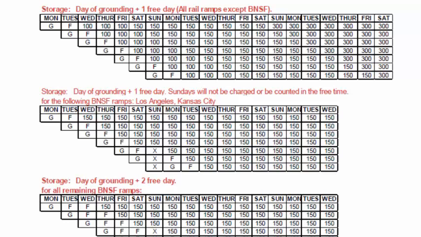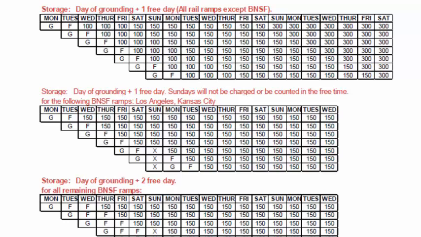There are 3 different scenarios. The first is storage for the day of grounding. That's the arrival at the ramp and the grounding of the trailer, plus 1 free day. There is not a lot of free time in the world of intermodal. The second scenario is day of grounding plus 1 free day, but Sundays will not be charged or counted in the free time for the following BNSF ramps, LA and Kansas City only. And then storage in the bottom, day of grounding plus 2 free days for all remaining BNSF ramps. We can see here that depending on the ramp, the free time is going to differ.